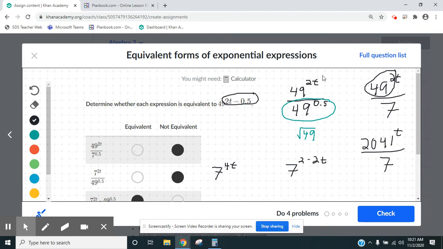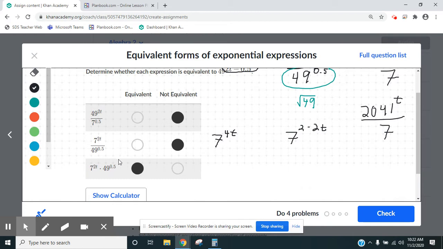Okay, so right now we have 49 to the 2t. That's like saying 49 squared, right? But isn't 49 the same thing as 7 squared? So if instead of 49, I wrote 7 squared, what could I do with these two? I could multiply them. I'd get 4t instead. All right, so that would be another option. How about this one down here? No, that's not equivalent. All right.